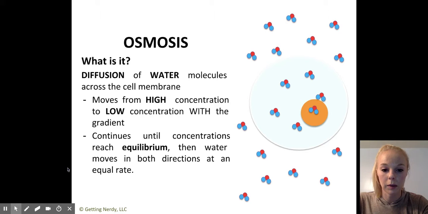Osmosis is a special term to describe the diffusion of water molecules across the cell membrane. Because it is a type of passive transport, it is moving the water molecules from an area of high concentration to an area of low concentration, so they will move with the concentration gradient. This will continue until concentrations reach equilibrium, then water moves in both directions across the cell membrane at an equal rate or speed.